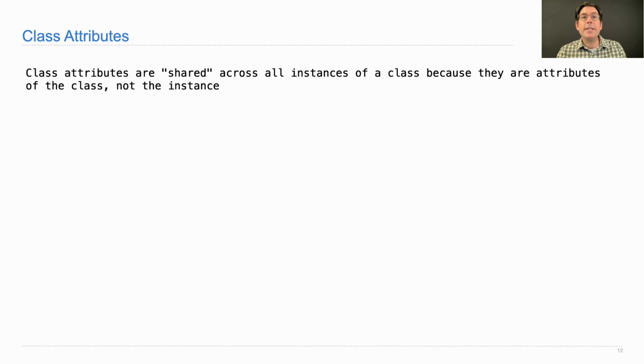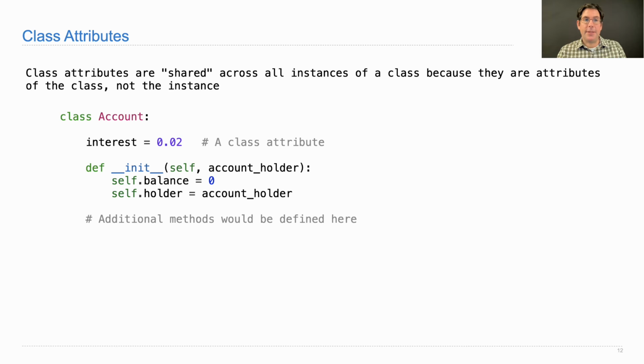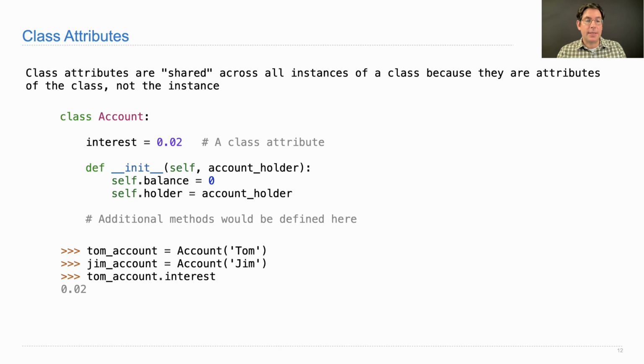Now, there is a good reason to create a class attribute. Class attributes are shared across all instances of a class because they're attributes of the class, not the instance. So, for example, if all accounts had the same interest rate, instead of using an instance attribute to represent the interest rate, we could use a class attribute. And that means that instead of storing this value in every instance that gets created, we just store it once in the class. After creating two instances of the class, we can use either one to access the interest rate.